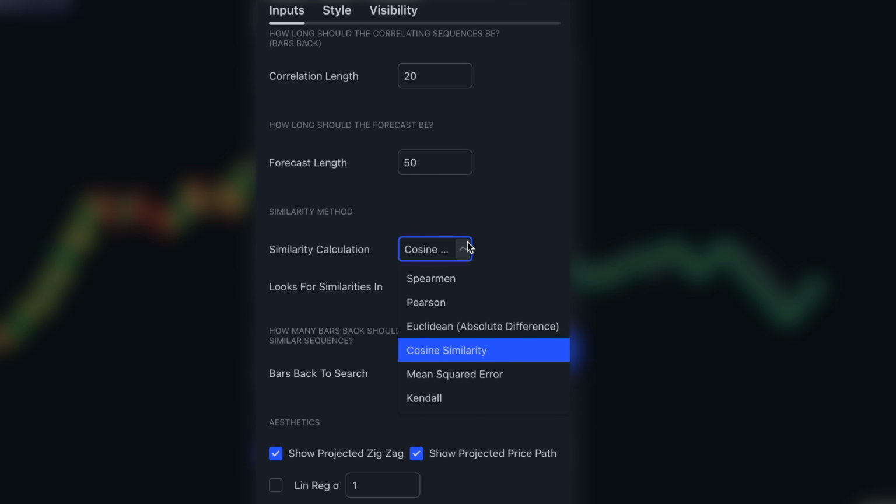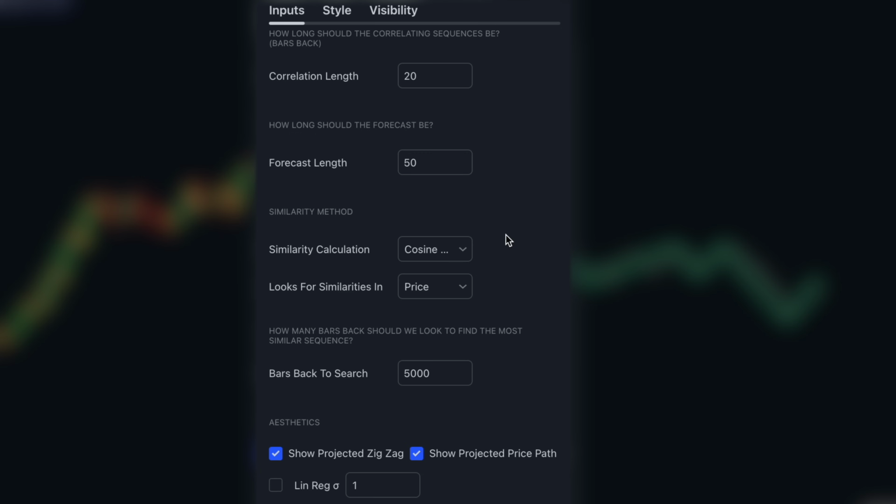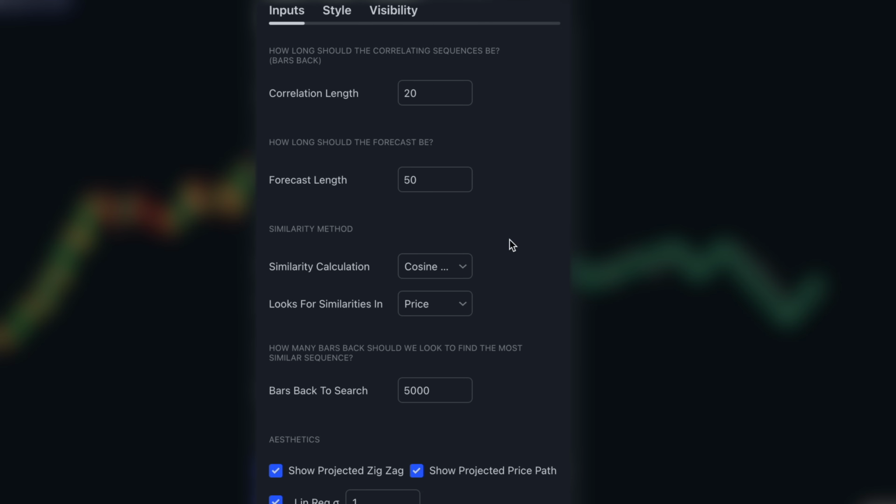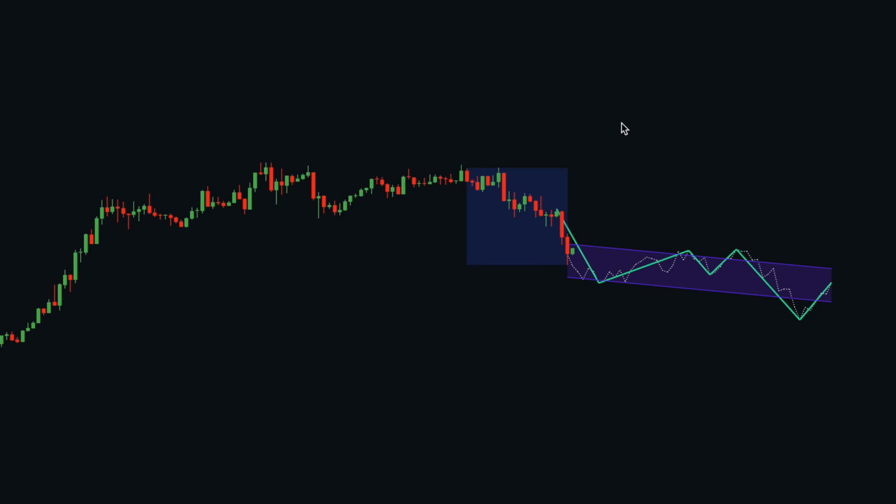The indicator also employs various statistical measures to find the most similar historical price sequence to the current situation, including Spearman, Pearson, absolute difference, cosine similarity, mean squared error, and Kendall coefficients. It includes a forecasted linear regression channel, adding another layer of analysis by showing potential support and resistance levels based on past price movements. Linear regression can be enabled in the indicator's inputs. Here you can also change the similarity calculation and more.